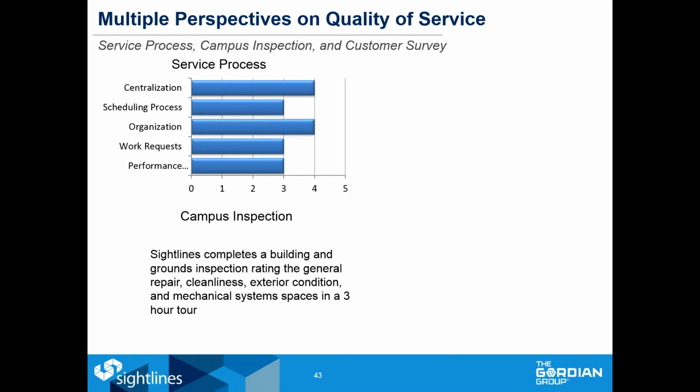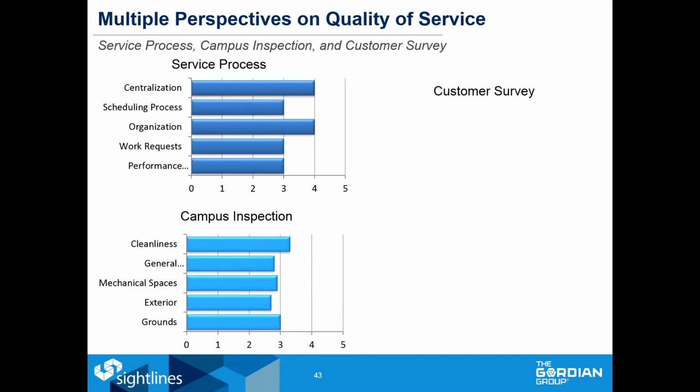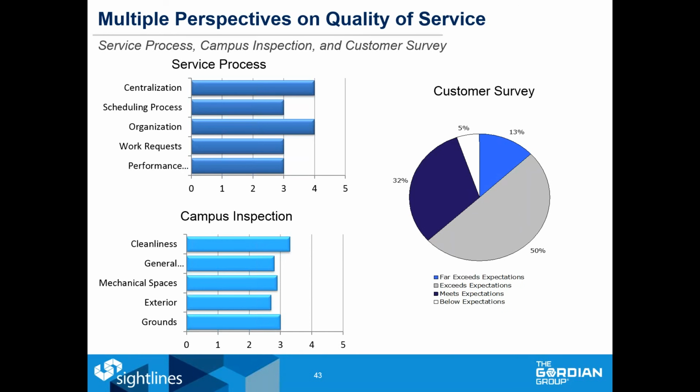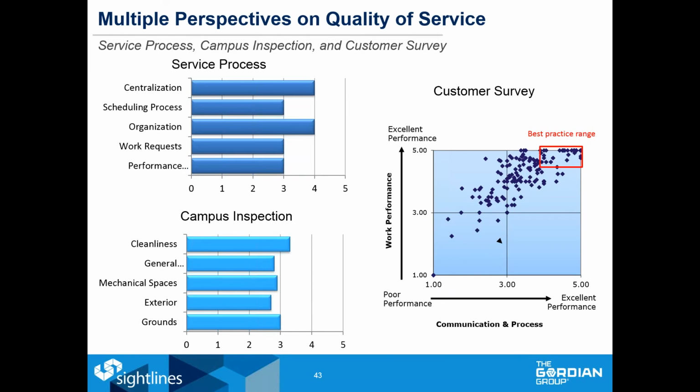The inspection score is a cursory inspection. We're really looking at the curb appeal, general repair, cleanliness, exterior condition, and mechanical spaces. We typically like to walk between 10 and 20% of the space on your campus in roughly a 3-hour tour. And then customer survey. We're looking at, are the expectations of the customer at that institution met? We're graphing that to help you pinpoint ways that you can better improve the perception of the department throughout the institution.